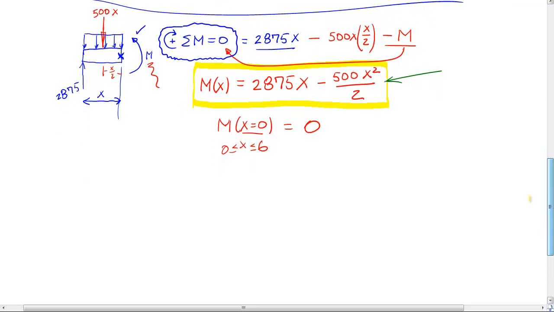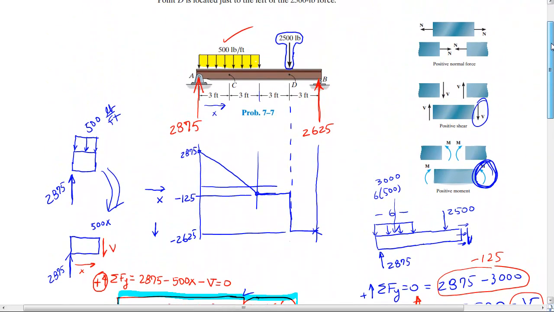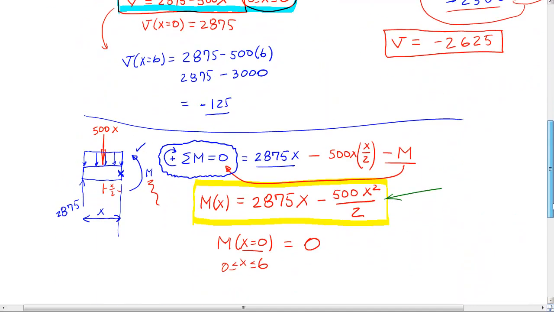Well, what happens now is we need to deal with anything greater than 6. So we're dealing with the region. The next region we need to deal with is this region right here, because there's no loads that are added. And so we're going to basically deal between x equals 6 and x equals 9.